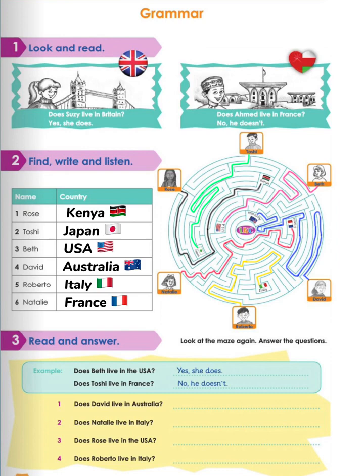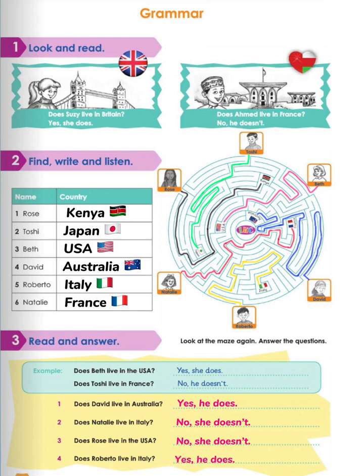Look at the maze again and answer the questions. You have a solved example here. Does Beth live in the USA? Yes, she does. Does Toshi live in France? No, he doesn't. Let's solve together. 1. Does David live in Australia? Yes, he does. 2. Does Natalie live in Italy? No, she doesn't. 3. Does Rose live in the USA? No, she doesn't. 4. Does Roberto live in Italy?